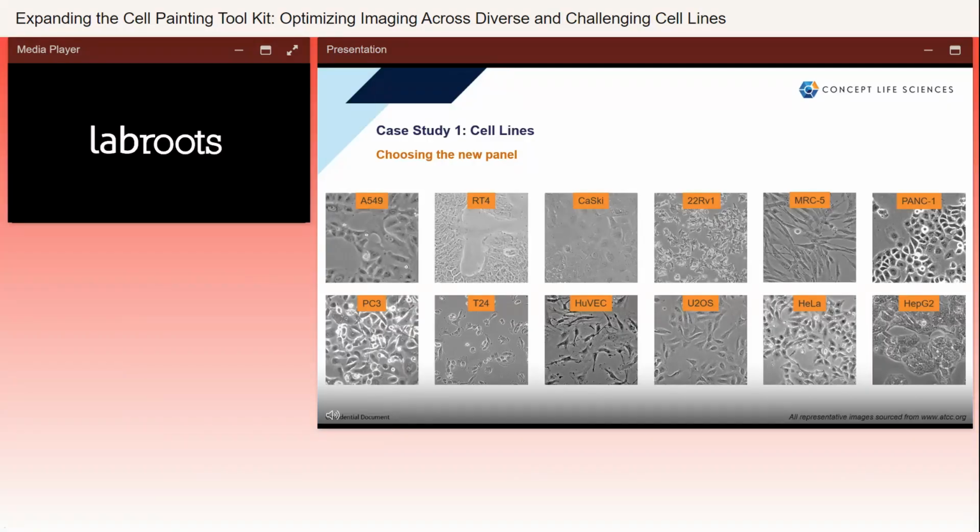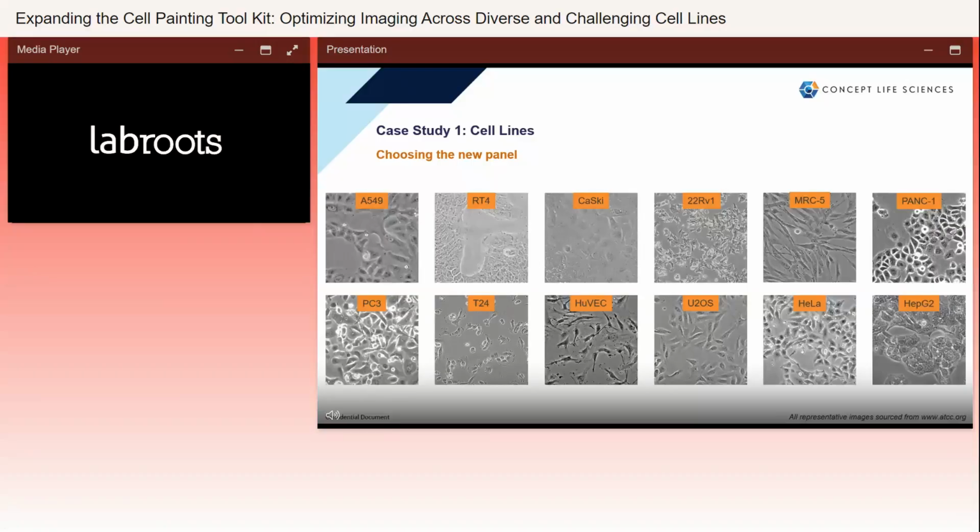Lines like MRC5, which is a human lung fibroblast line, are commonly used in cytotoxicity testing. This provides a comparison to the carcinoma-derived lines as it's not considered cancerous. HMC3 is a human microglial cell line and informs on CNS-relevant morphology, while the osteosarcoma U2OS is well characterized in cell painting as mentioned previously, and it's one of the model cell lines to compare the others against.